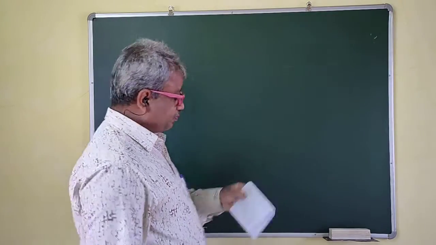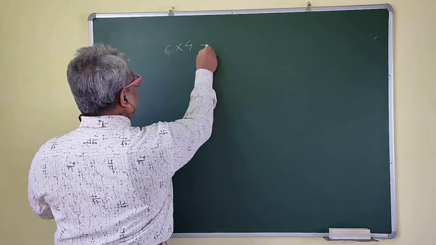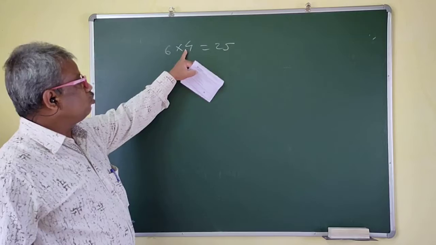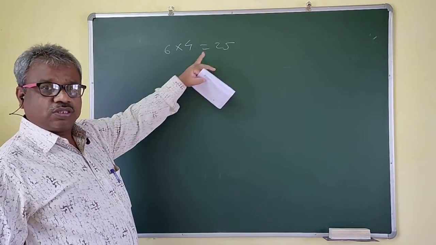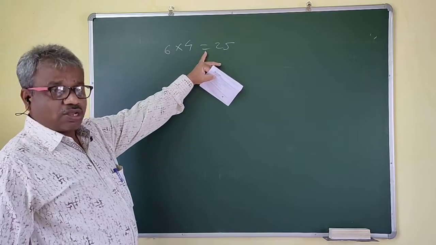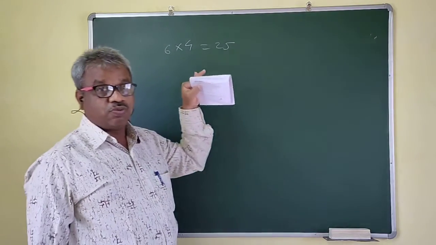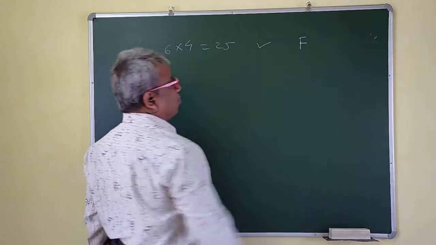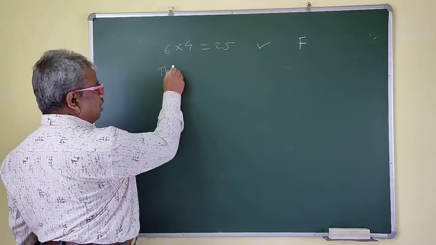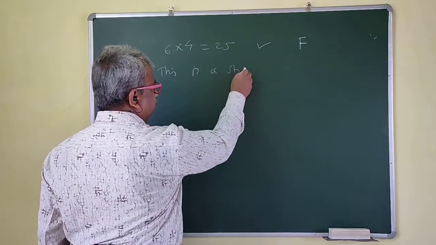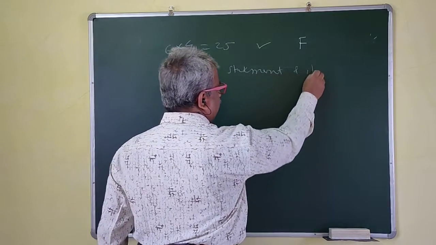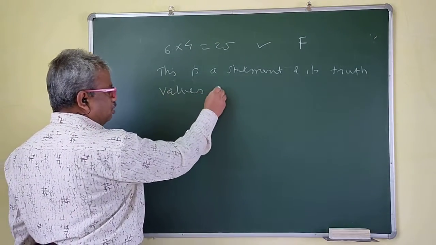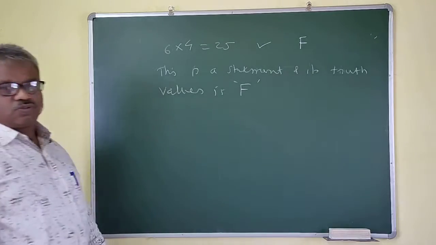Write down its truth value. Okay. So 6 into 4 is equal to 25. Is it a statement? 6 into 4 is what? 24. Is it equal to 25? No. This is not true. So this is a statement and the truth value is what? False. So just write here: this is a statement and its truth value is F.